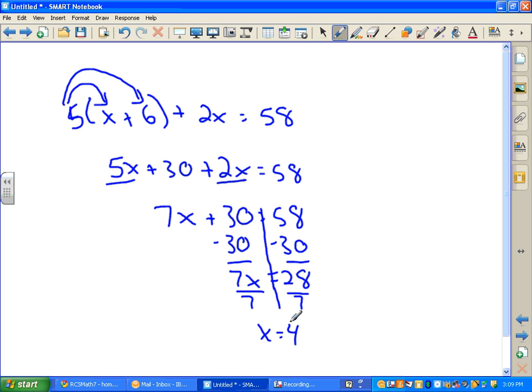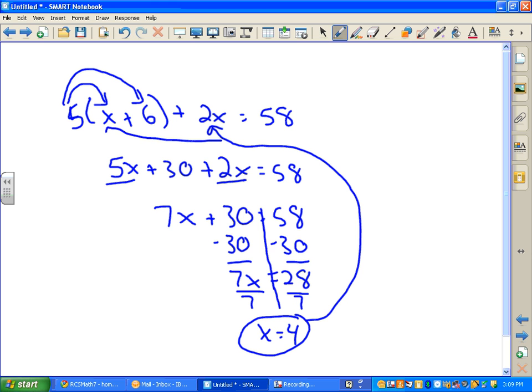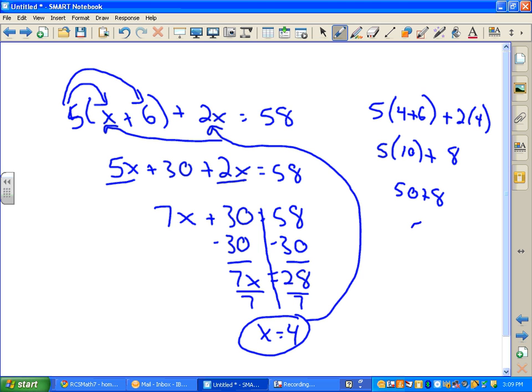And again, most important is when I check this, I'm going to put it back up into the very top, the original equation, put it in both places. So I end up with 5 times (4 plus 6) plus 2 times 4. I want to see if this does give me 58. So I get 5 times 10 plus 8, or 50 plus 8. And yeah, that does give me 58, which it should. So again, I know life is good. My answer, x equals 4, is definitely right.